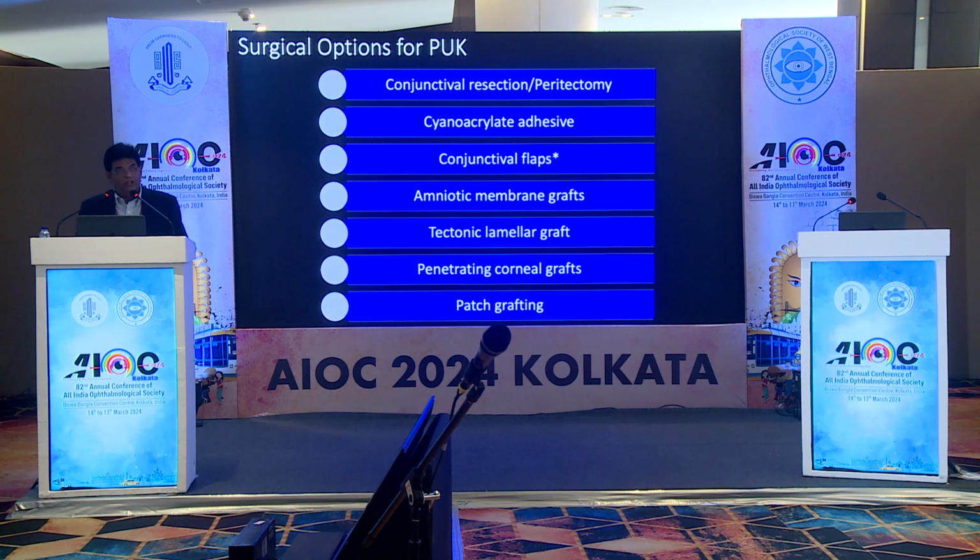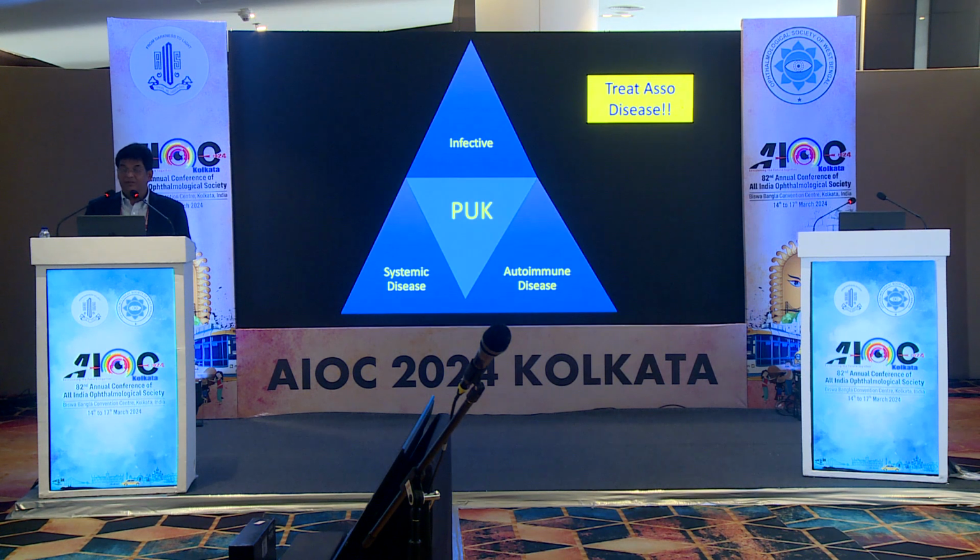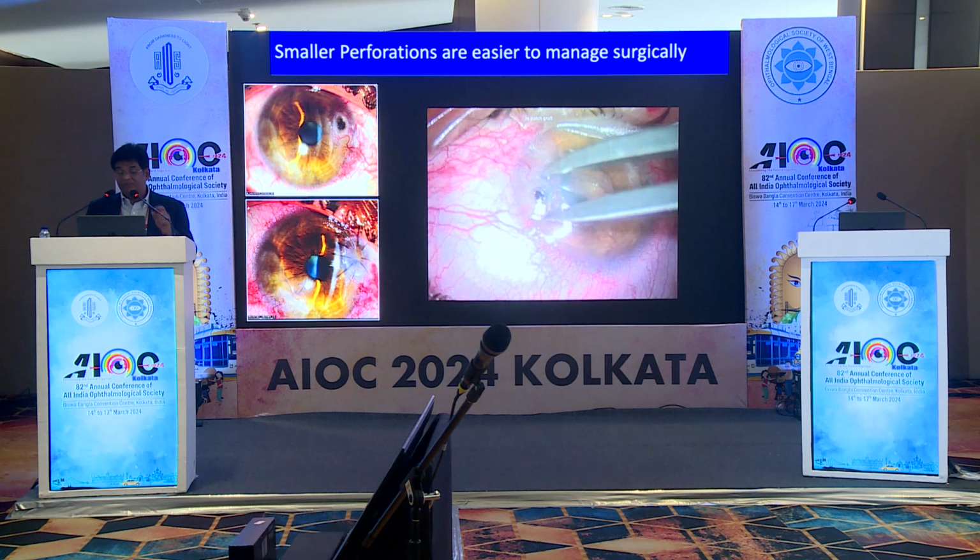So if we look at the surgical options for PUK, one is conjunctival resection or peritectomy, a cyanoacrylate adhesive, or conjunctival flaps, amniotic membrane grafts, tectonic lamellar grafts, penetrating corneal grafts, or the patch grafting that we do in these patients. The important thing is that we have to treat the associated disease. If it is infective, we have to treat the infection. If it's a systemic disease, we have to treat the systemic disease. And also if it is associated with some autoimmune disease, we have to treat that.